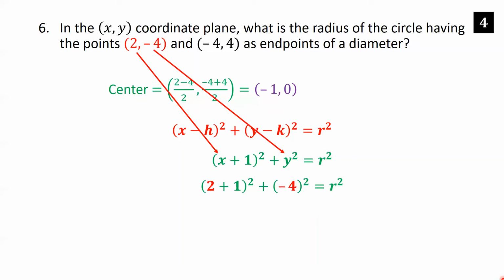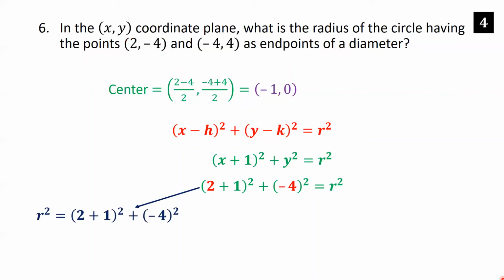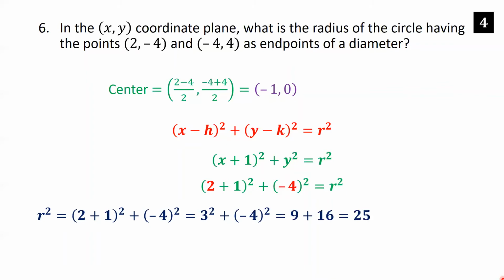Okay, now I'm going to go ahead and plug in one of the endpoints of a diameter. I could use either one because they both lie on the circle. I'll just choose the first one, which is 2, -4. When I plug in the 2 for x and the -4 for y, let's see, we have r squared is 2 plus 1 squared plus the square of -4, which is 3 squared plus the square of -4, which is 9 plus 16, or 25. And we're being asked for the radius, so we have to take the square root of 25 to get 5, and that is the answer.